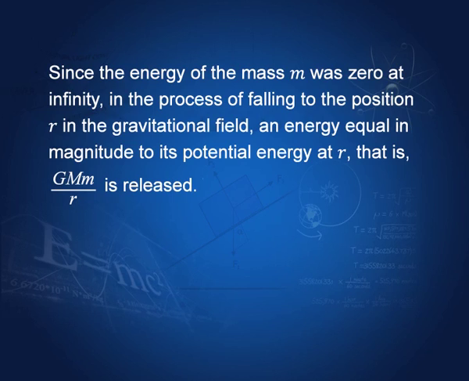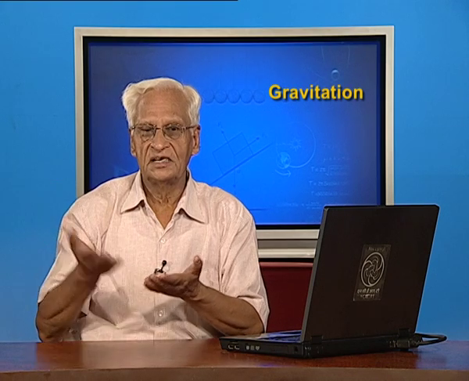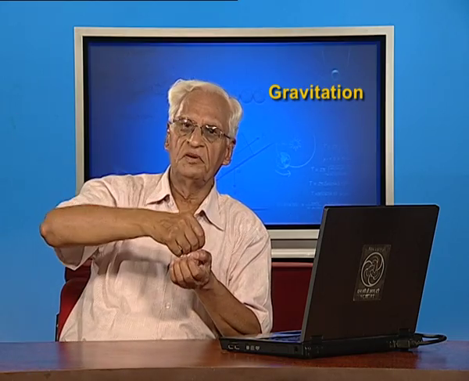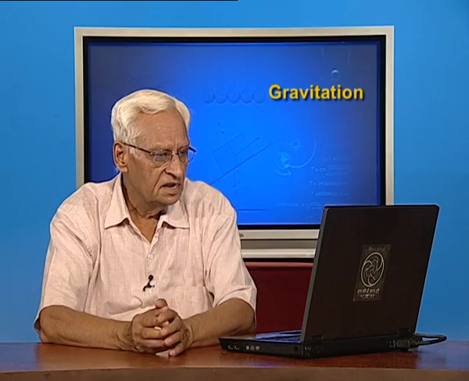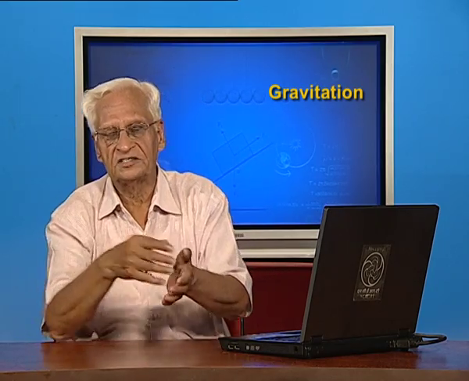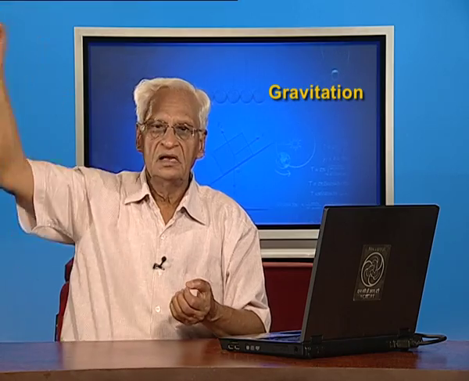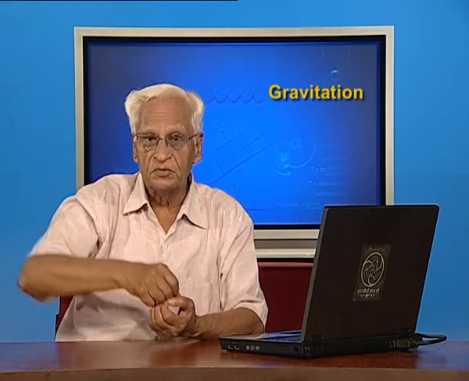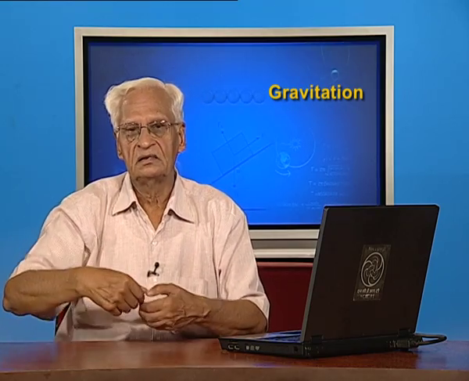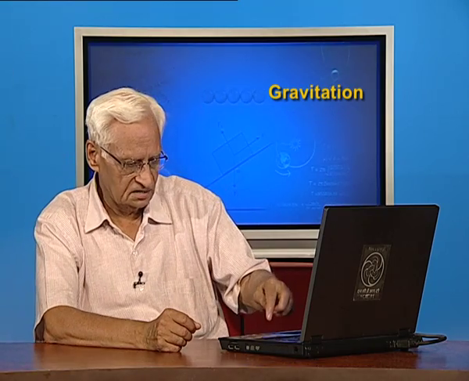Now, since the energy of the mass m was 0 at infinity, in the process of falling to a position r in the gravitational field, an energy equal to the magnitude of its potential energy at r is released. You see, since the potential energy is minus GMm by r, when it falls from infinity, this energy is released. We have already seen this in the earlier lecture, that when a particle falls in the gravitational field, it loses potential energy, but gains other forms of energy, including the energy that it releases.